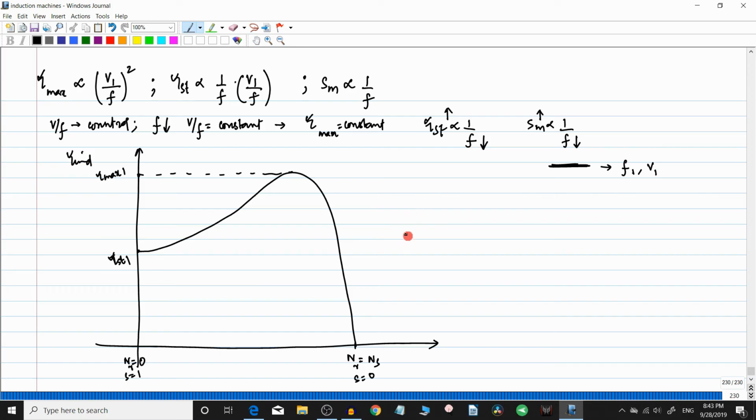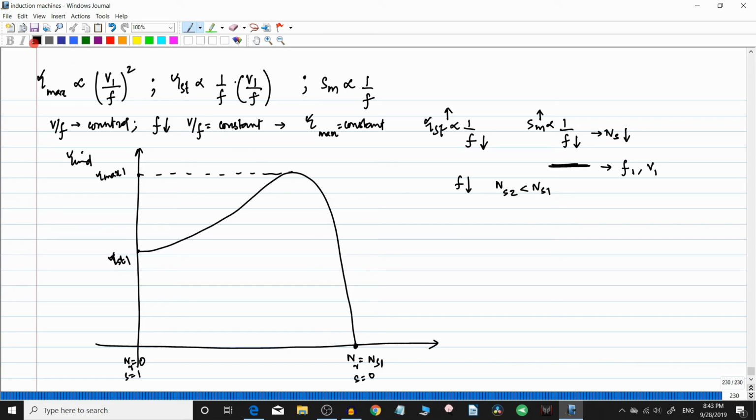Now what we are going to do, we are decreasing the frequency, right? So if frequency is decreasing, Ns will decrease. Initially this was your synchronous speed, Ns1. So if the frequency is decreasing, Ns1 will change to Ns2, and this Ns2 value will be less than Ns1. Simple logic here.